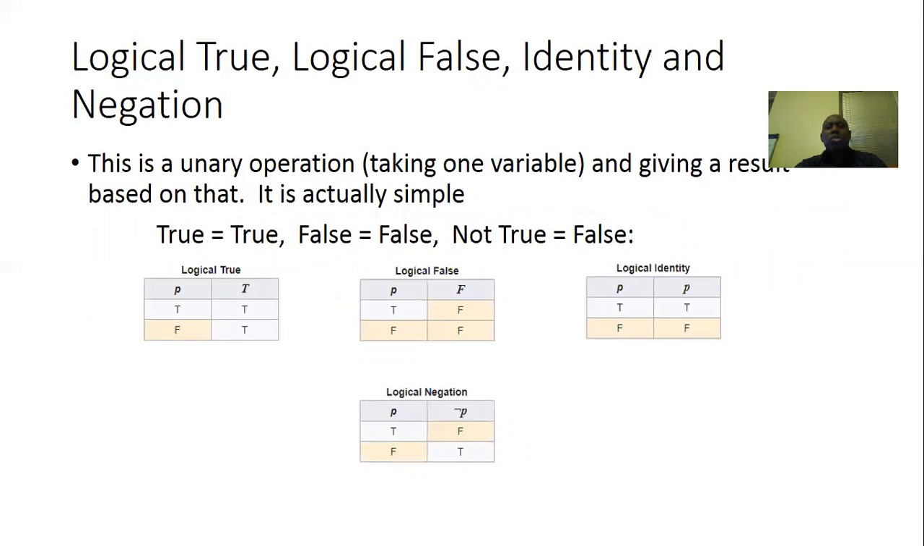So there are some unary operations that are useful and important to know. The first one is the logical true. In the logical true operation, what we are saying is that the operation will always return true. So irrespective of what the input is, the result will always be true.